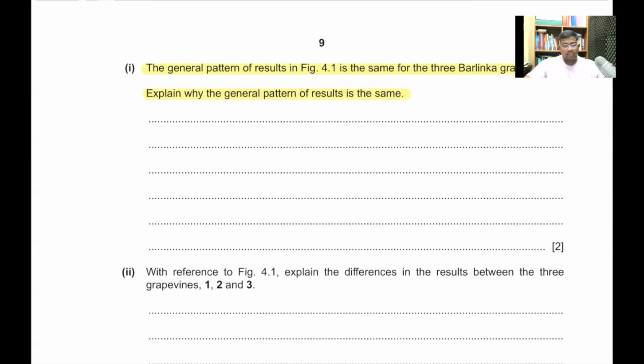So basically, during the day, the rate of transpiration is going to be higher. That's always the case. And at night, the rate of transpiration is going to be lower. Stomata are open more during the daylight to obtain carbon dioxide, which is needed for photosynthesis. And all 3 vines were kept in the same condition. So a change in condition that affects transpiration of one also affects all the other 2.